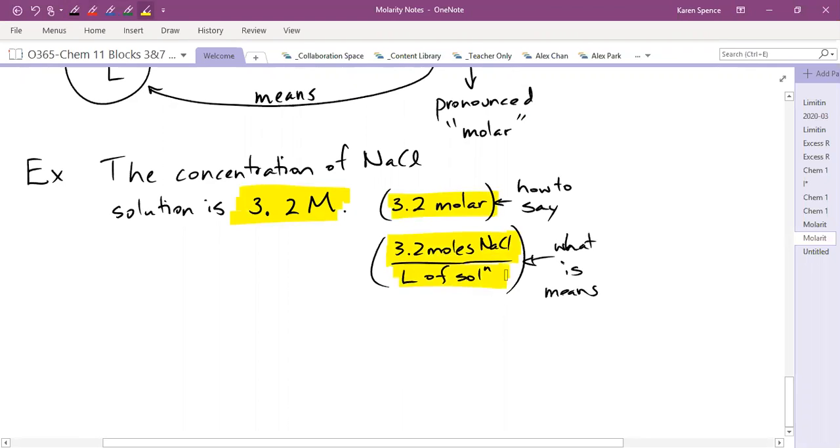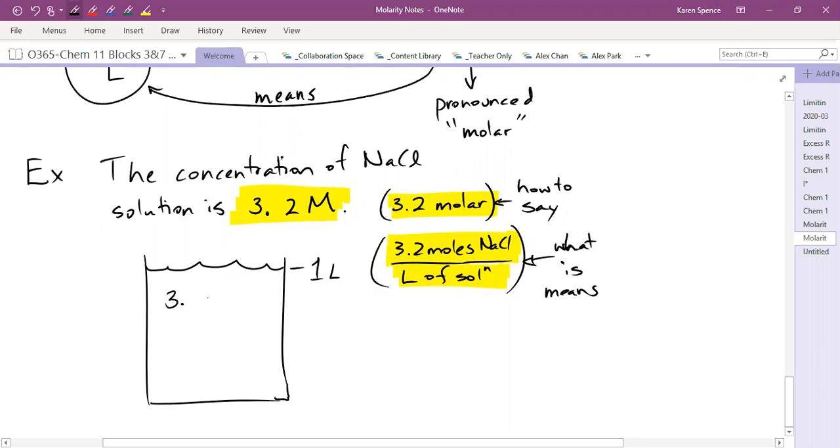So if we were to draw ourselves a little beaker, if we had 1 liter of solution in our beaker, inside that beaker we would have 3.2 moles of dissolved sodium chloride.